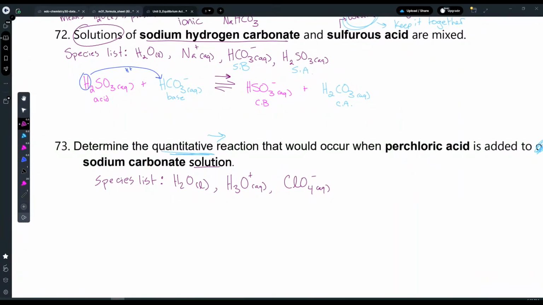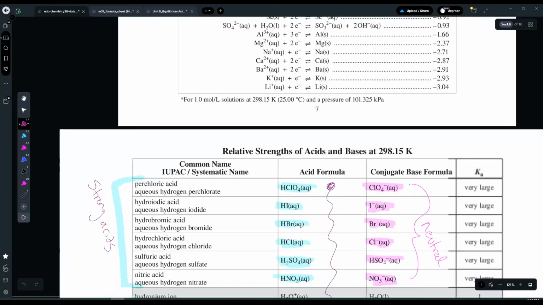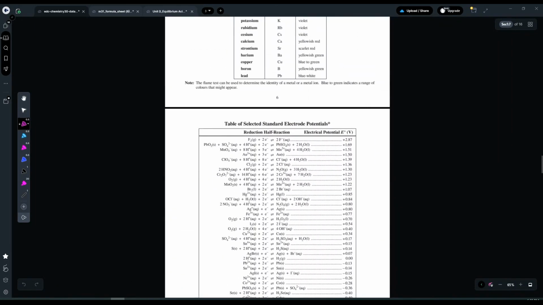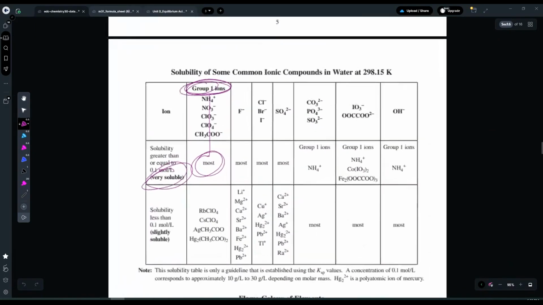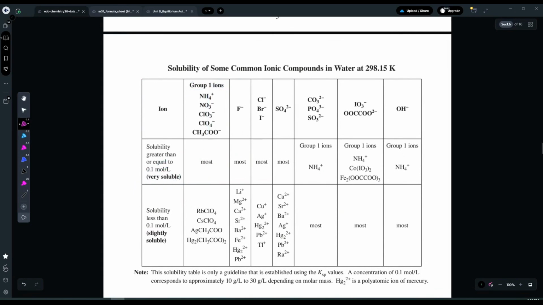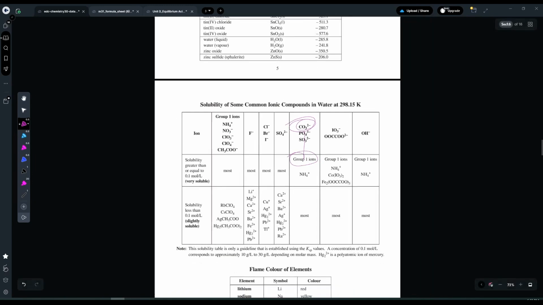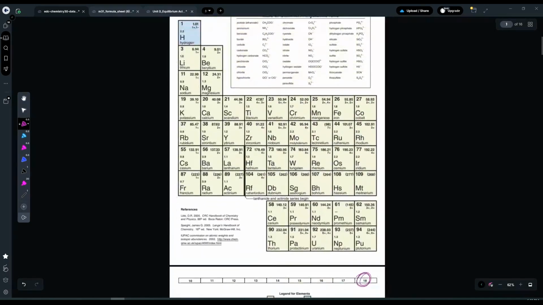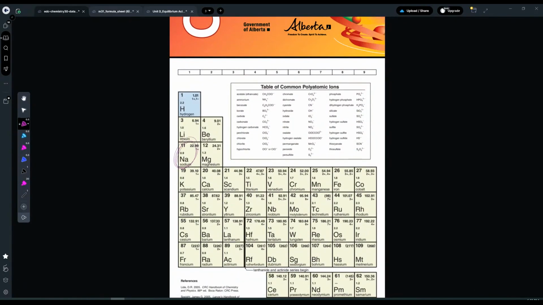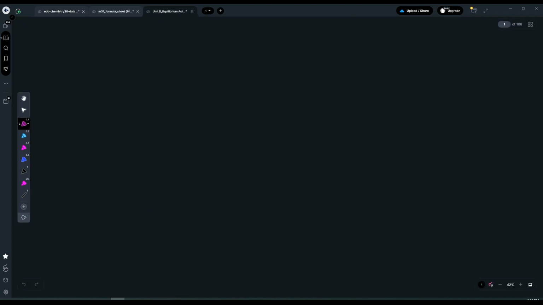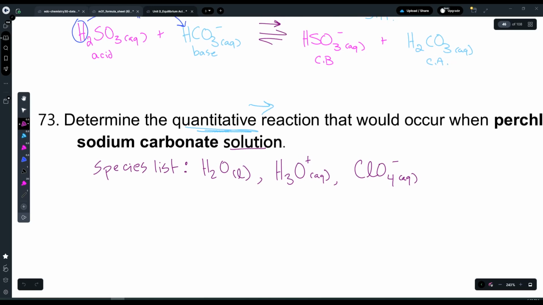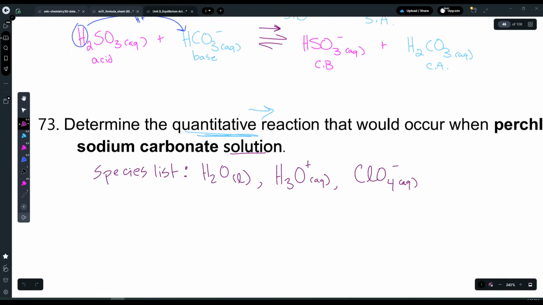Now we got sodium carbonate. So sodium carbonate, that's ionic. And it does say it's a solution, so that's making me lean towards it is aqueous, so I do need to dissociate it. But let's just double check on here. So sodium carbonate, here's my carbonate ion. Okay, group 1 ions are soluble when they're paired with carbonate. And would you look at that? Sodium is in group 1. So sodium carbonate, we need to dissociate it.